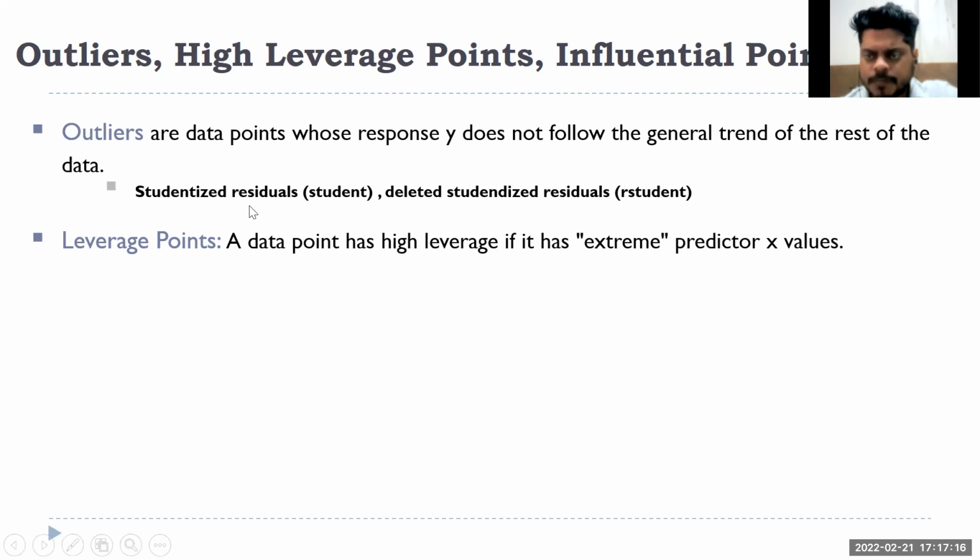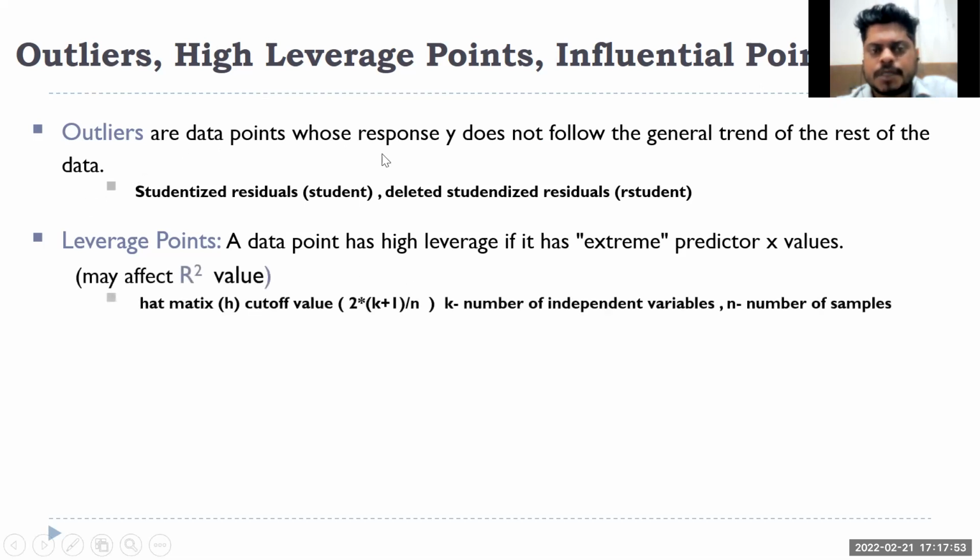Studentized residual is whatever residual you calculate. Residual is nothing but your actual data minus predicted data. You divide by the mean square of error, and that will give you a studentized residual. Deleted studentized residual is if I say, okay, this is an outlier, and I remove that observation and create an equation, right? The equation might be slightly different. And now I try to find the distance between my new equation, new line, and the data point which I have deleted. That will be the deleted studentized residual.